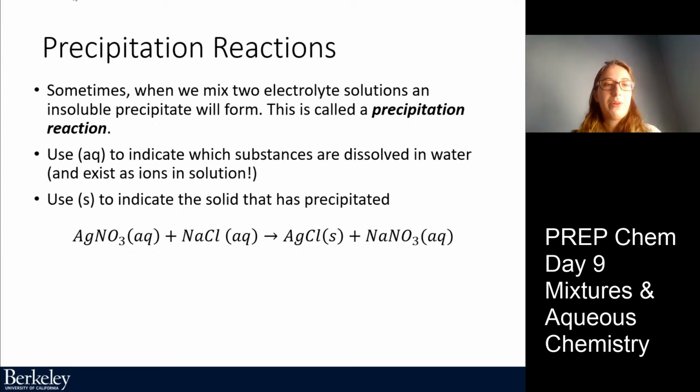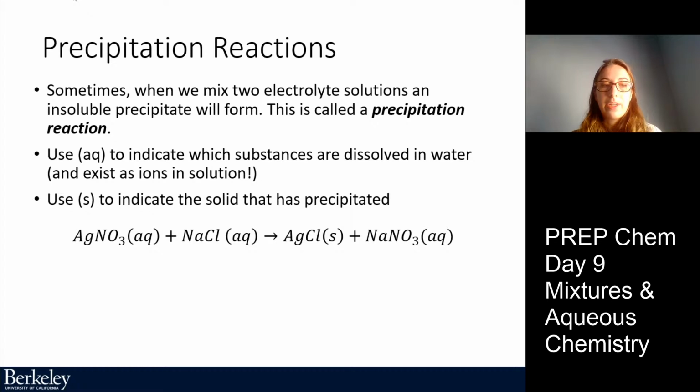So moving on, let's talk about precipitation reactions. Sometimes when we mix two electrolyte solutions, an insoluble precipitate will form. This is called a precipitation reaction. By convention, we use (aq) in parentheses to indicate which substances are dissolved in water, or aqueous species. And like we discussed earlier, these species, if they are electrolytes, which they are in this case, will exist as ions in solution. Then you would use (s) to indicate the solid that has precipitated.